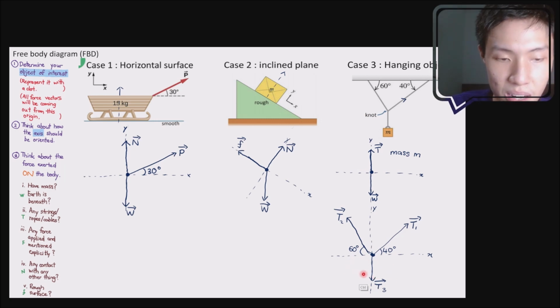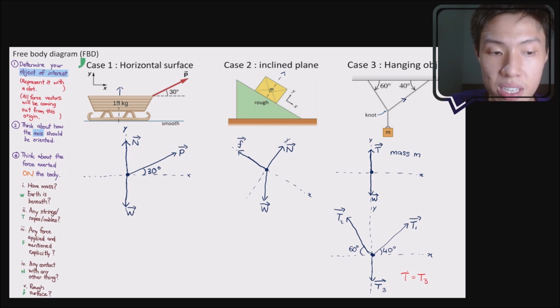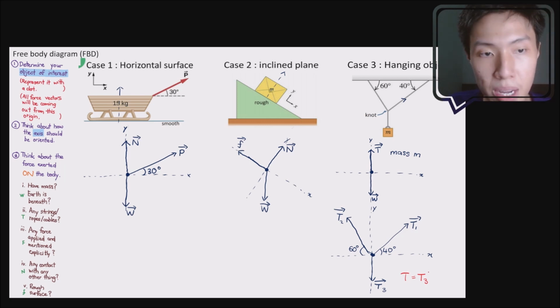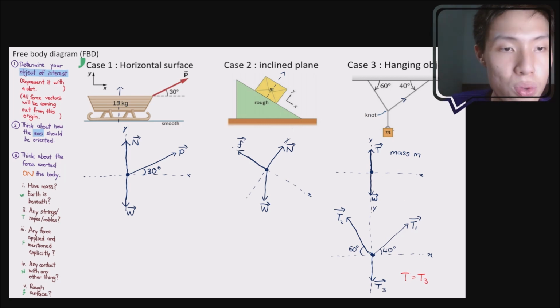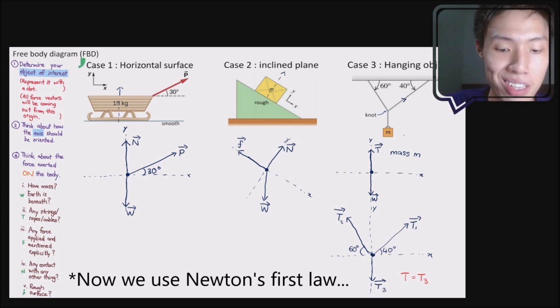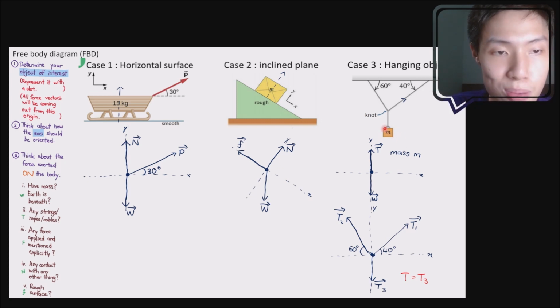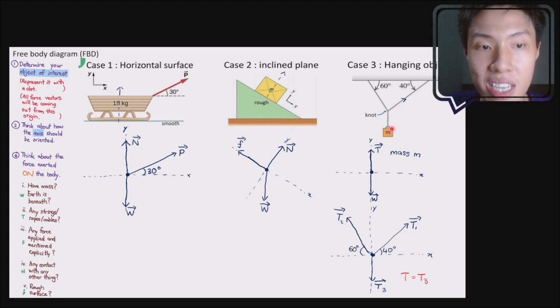So what can I say? I can say that T and T3 have the same magnitude. So now, no arrow, I'm just writing the magnitude. T and T3 share the same magnitude. Now this one is Newton's third law. And because we know that this mass is not moving, it is in equilibrium.